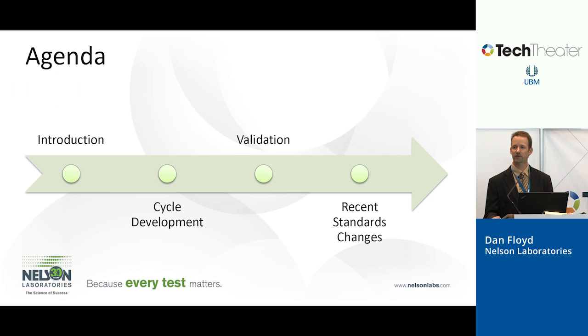So what we'll do is we'll talk a little bit about the introduction, some of the history of ethylene oxide, some of the benefits of it, how it works. Then we'll get into how we design a cycle. When you have a product, you first have to design it with sterilization in mind. You want to find out, can this product be sterilized with ethylene oxide? What are the challenges to that? And then once you go into that, find out what cycle you need. Then you go into the validation part of it. And then finally, we'll talk about some recent changes to it, so the standards.